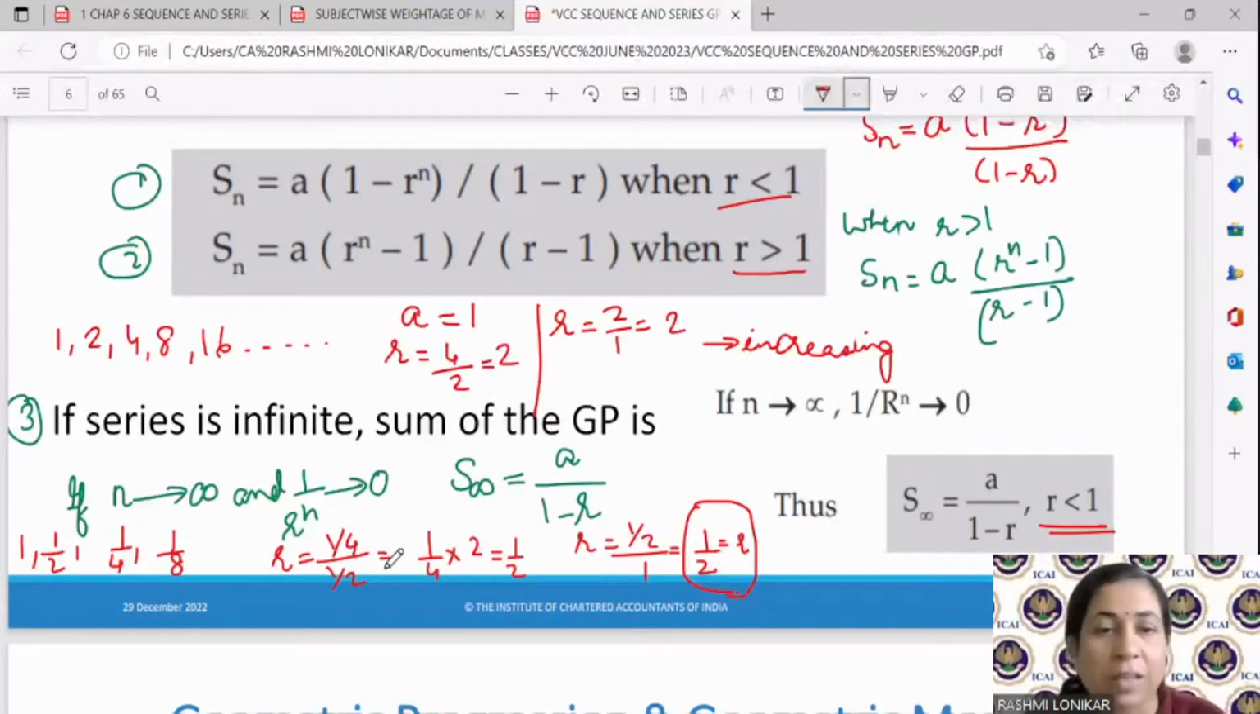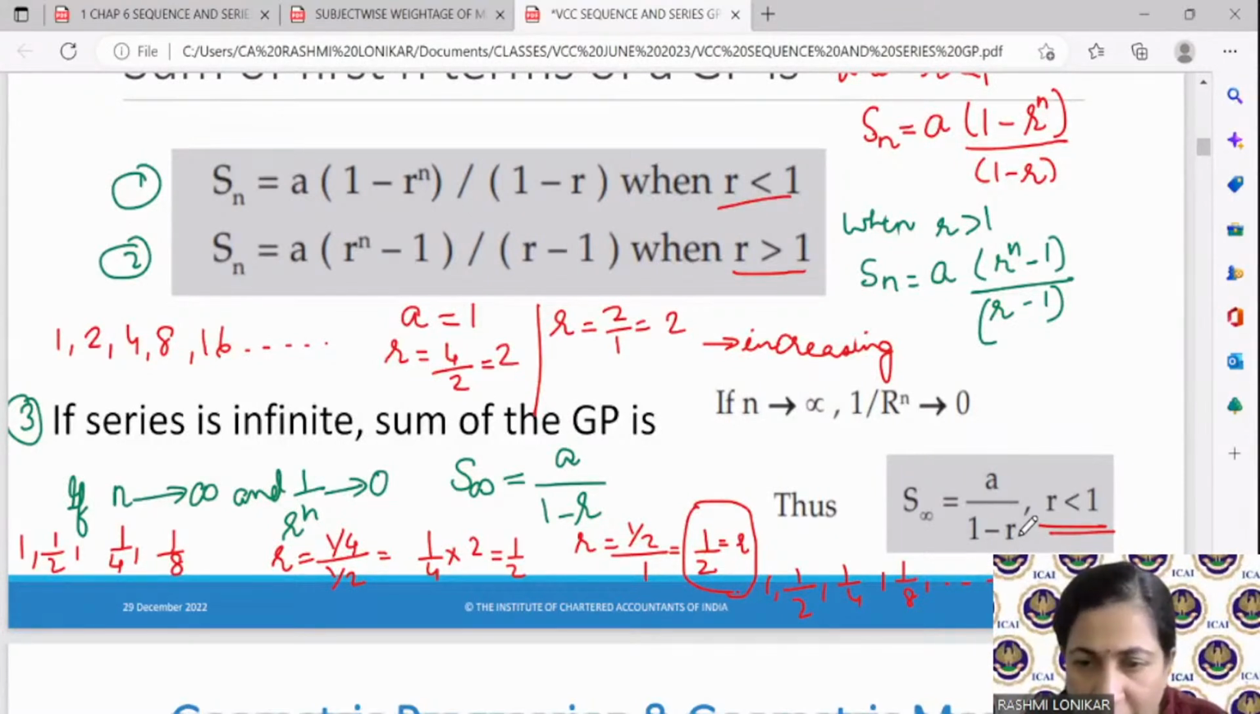So in this case, even when this series 1 upon 2, 1 upon 4, 1 upon 8 goes to infinity, because I don't know the infinite terms, what happens is that as the denominator is increasing, the value is becoming smaller and smaller. And so in that case, I can use this formula. S of infinity is A upon 1 minus R. So for this very example, I can find S of infinity.